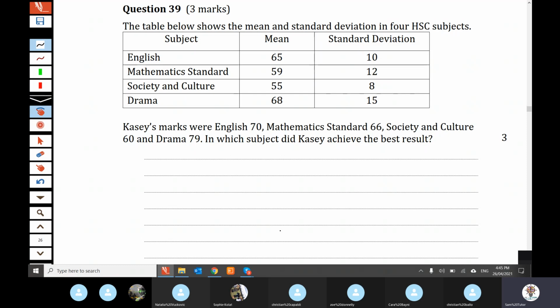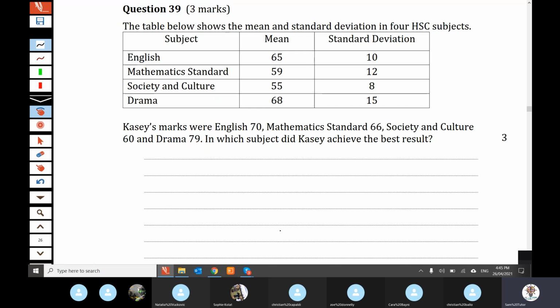Casey's marks were English 70, maths 66, society and culture 60, drama 79. In which subject did Casey achieve the best result? All right. What formula am I meant to be using from last week? Think about it. Z-scores. If you guys have forgotten, there's only two things we did last week, really: the normal distributions, the bell curves, and then the Z-scores. I think that's all, from memory anyways.